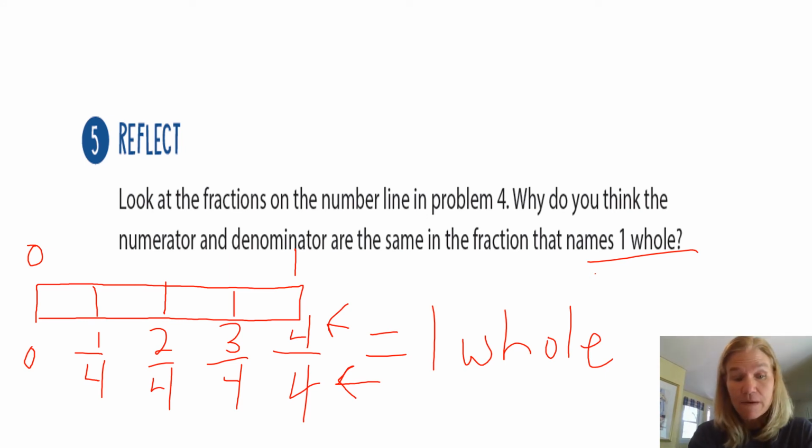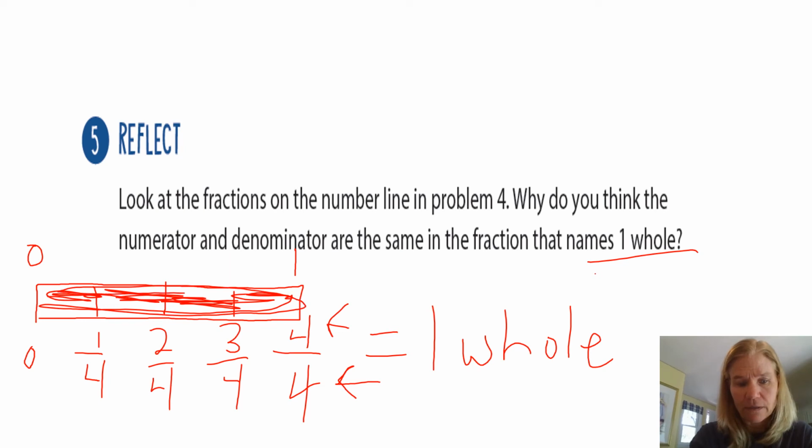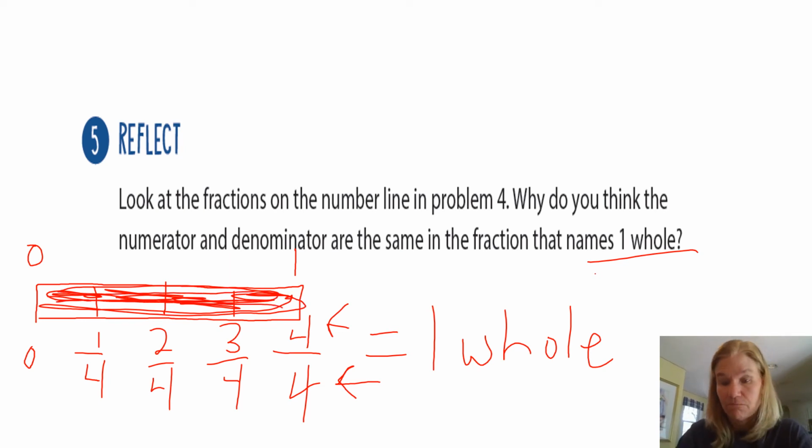Because if you have 4 equal parts and you use all of those parts, did you use the whole thing? So if your numerator is describing what was used, the 4 that were used, and your denominator is describing how many equal parts there are, and if they are the same thing, then it must be the whole.